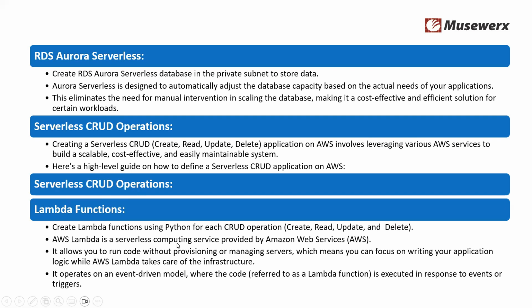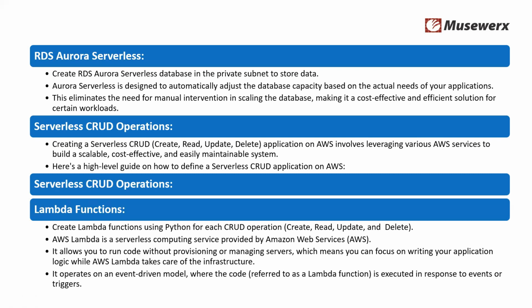Lambda is a serverless computing service provided by AWS. It allows you to run code without provisioning or managing servers, which means you can focus on writing your application while Lambda takes care of the infrastructure. That means that you can invoke a Lambda function, and AWS takes care of the invocation, resources needed, and scalability.